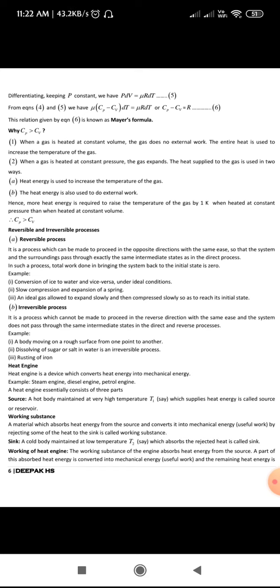An example for that is the conversion of ice to water and vice versa. This reversible process is where you bring the system back to its initial configuration, its original state, after undergoing changes and intermediate states.